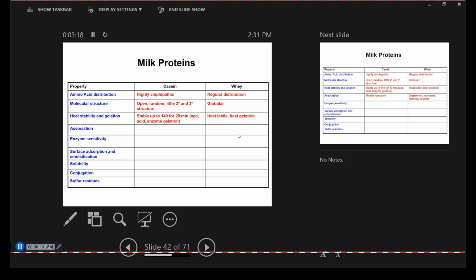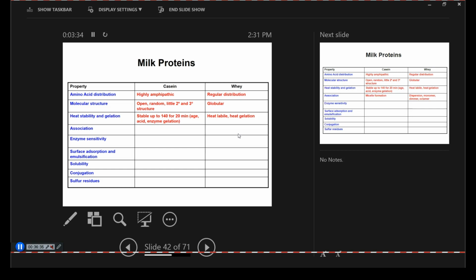Whereas in whey, you have thermally induced gelation. It is thermally labile. That means whey protein is more sensitive to heat. It denatures at lower temperature, and then induces heat gelation.